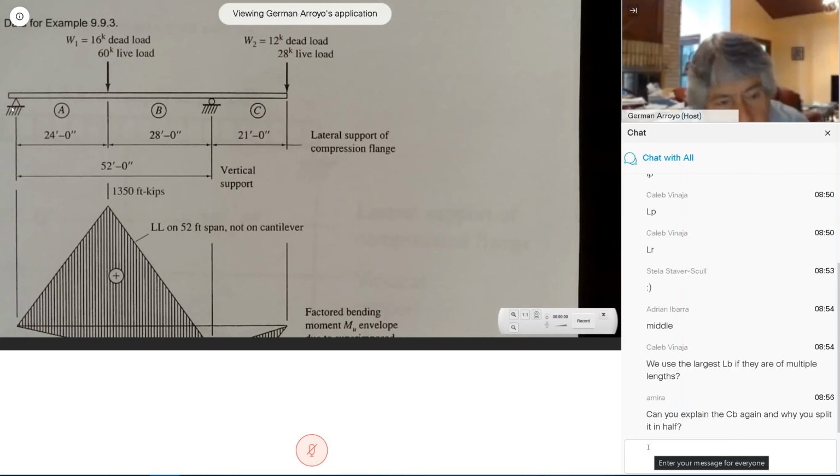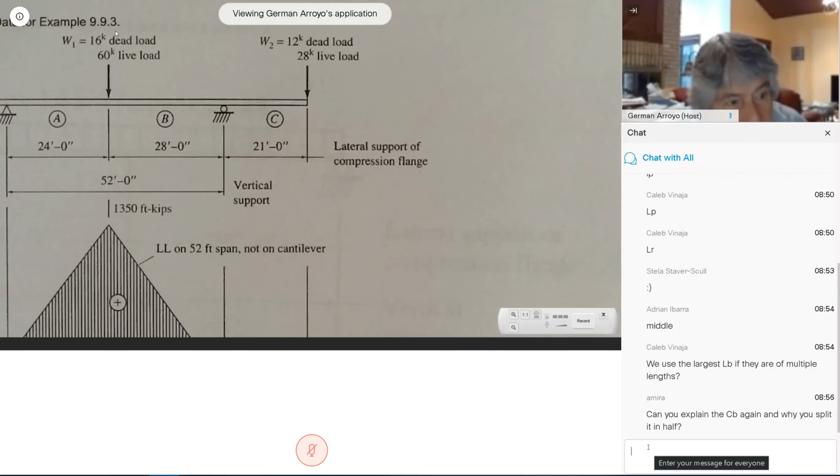This is a continuous, simply supported beam with an overhang, and there is a dead load and a live load. The dead load has to be always there. The dead load cannot be removed. The live load can be and will be removed.